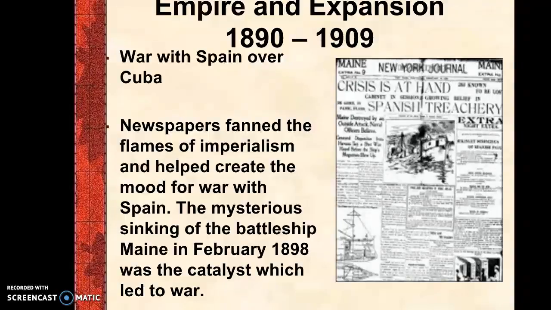This was highlighted by these newspapers, and it was the sinking, or the explosion, that took place on the U.S. battleship Maine, in which over 250 American sailors died. This was used as a pretext, and Spain was blamed when there wasn't a lot of evidence about what caused this explosion, but it was almost immediately blamed on Spain.